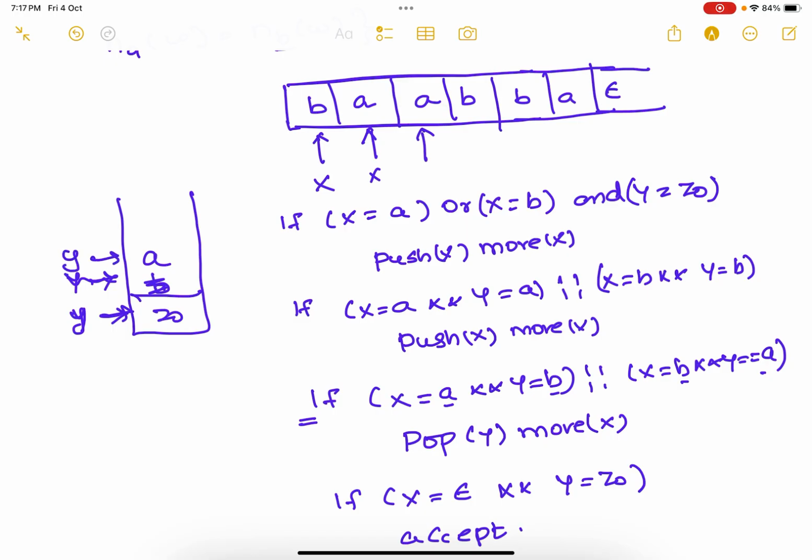Now next again B is coming. For this B, again A is on the top of the stack. Different symbols: for this B, there is an A here, so we will be popping off. So this A also gets popped off. Again, we are at the bottom of the stack.